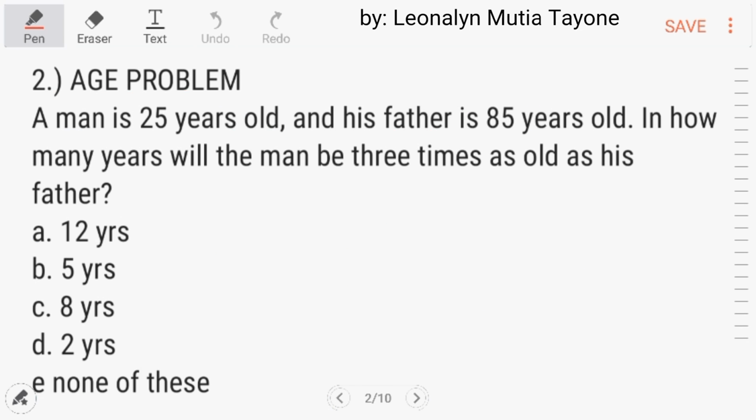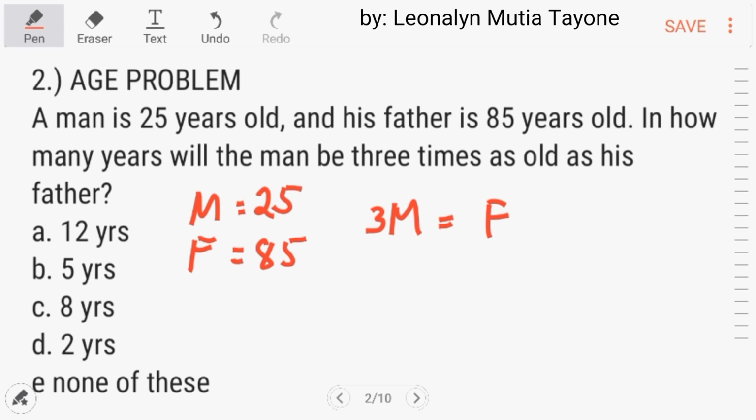Number 2, age problem. Consider this as word problem, kung paano i-convert ang itong word problem into an equation. Okay. A man is 25 years old and his father is 85 years old. So, let M be si man at si father. 85 daw si father. Si man, yung lalaki ay 25 years old. In how many years will the man be 3 times as old as his father? Bale, si 3M equals yung edad ni father.